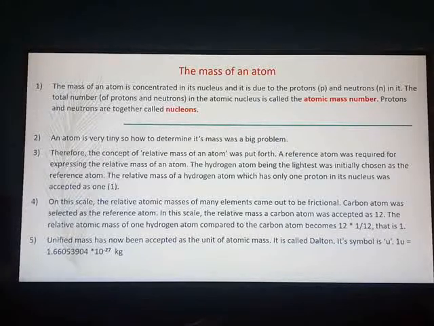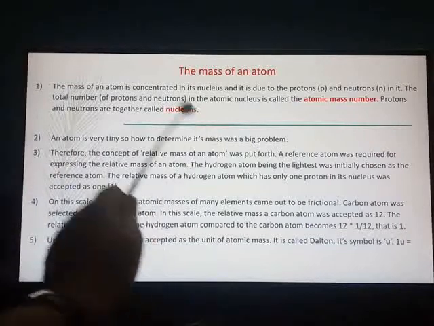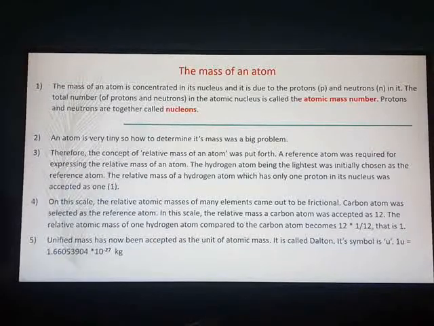Now, you all know that an atom is very tiny. If you think, it is just an imaginary part. So how to determine its mass was a big problem ahead of the scientists. They faced n number of questions. It was not very easy for the scientists of the 19th century to measure the atomic mass accurately, and therefore the concept of relative mass of an atom was put forth.